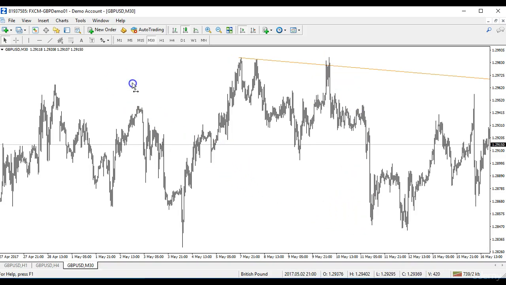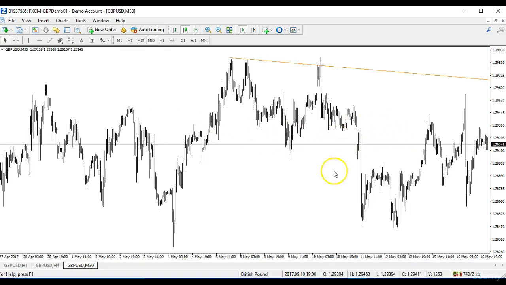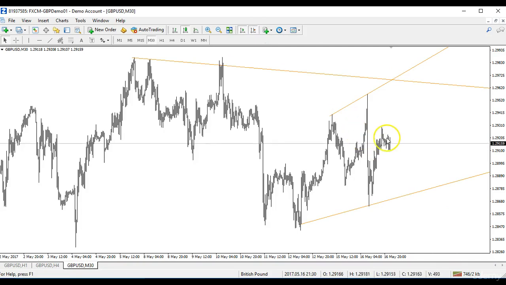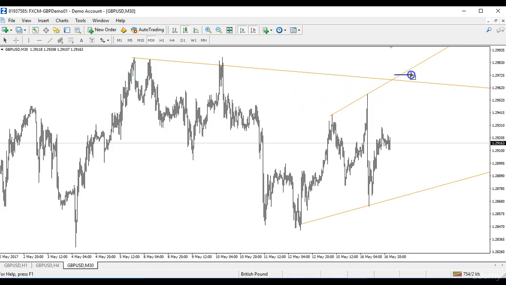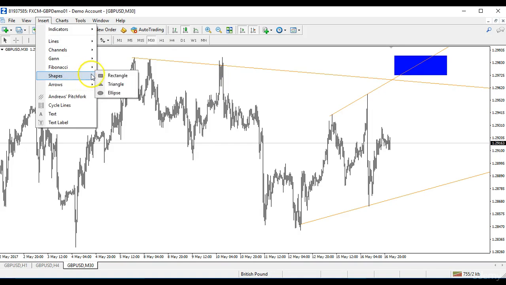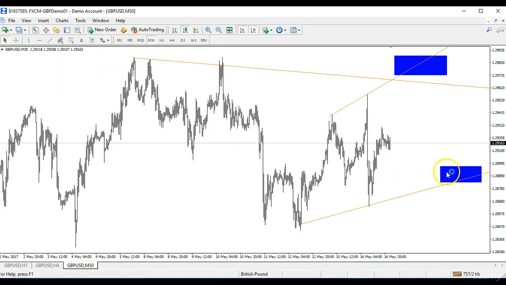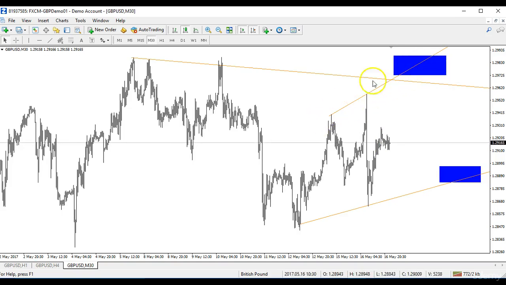If I do, let's find another one. If I do a line there, okay, and a line there, what we can see is that there is a channel beginning, okay? So without knowing anything, if I look into the future and I go onto shapes and put a little rectangle somewhere here, and a little rectangle somewhere here, what this tells us is that if price hits somewhere there, it's going to be the third bounce off what we call a trend line.